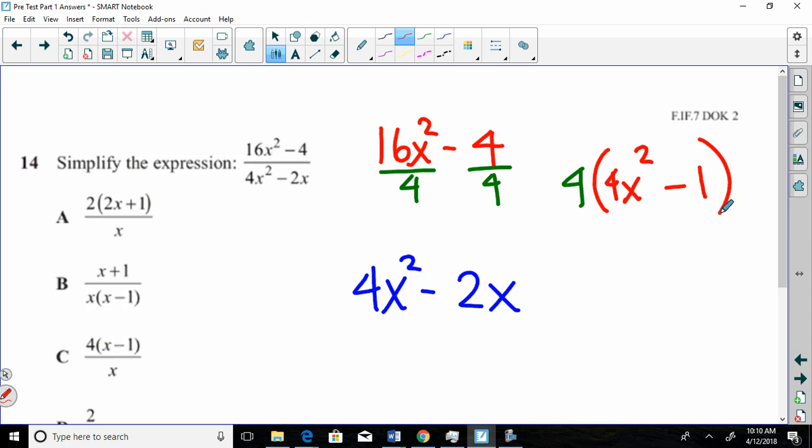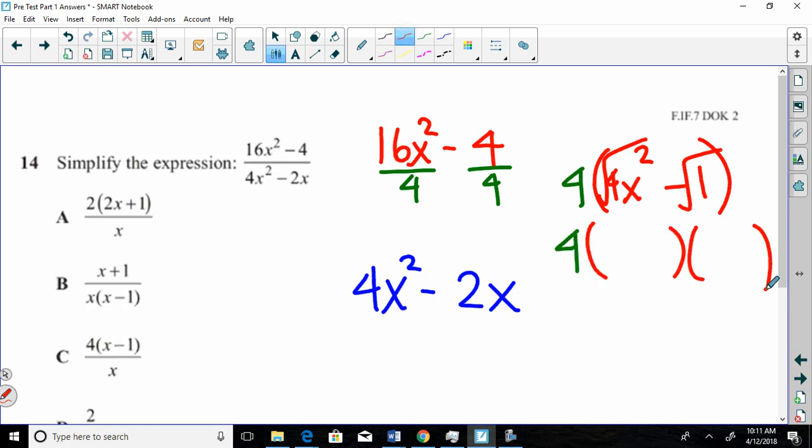Now, you can either do your ACB chart and factor it, or we notice that both of these are perfect squares, right? Since both of those are perfect squares, and it's subtraction, we can do the difference of perfect squares trick. So what I do is I take the square root of both of them, and it looks something like this.